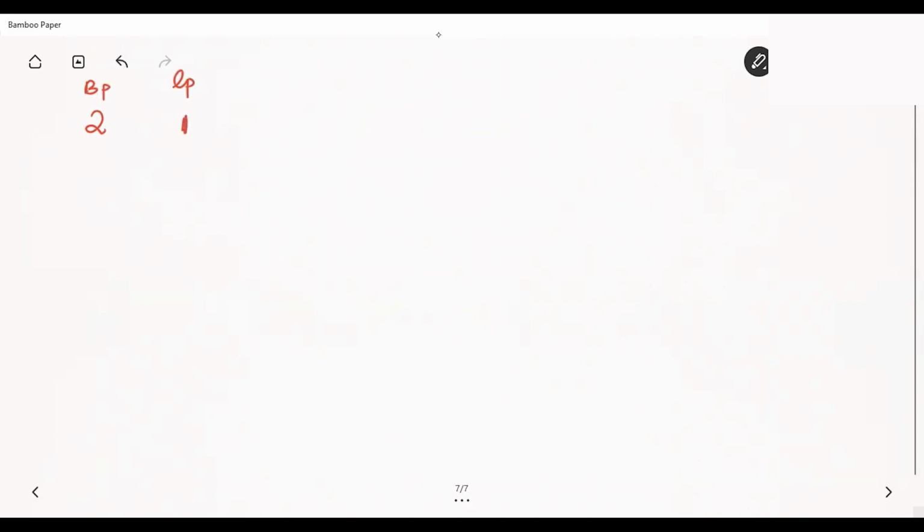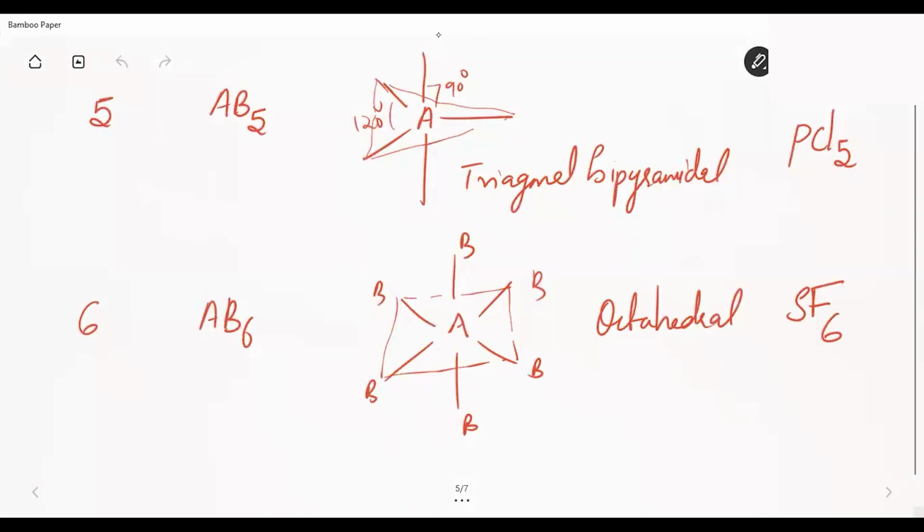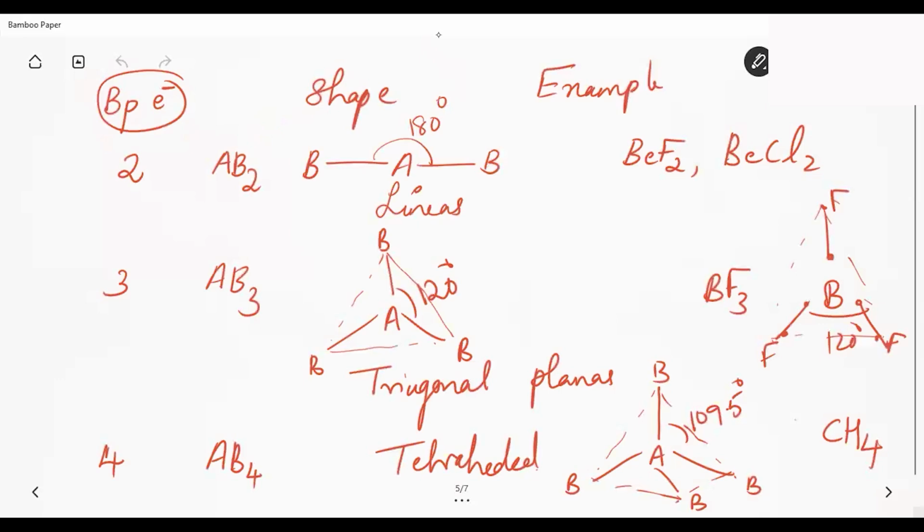Okay, so bond pair, lone pair, total 3. You can see here we can write A, bond pair 2, lone pair 1, like this. Total how many? 3, right? Total electron pairs is 3. In this case, where total electron pairs was 3, what was the structure of that? Trigonal planar, right?